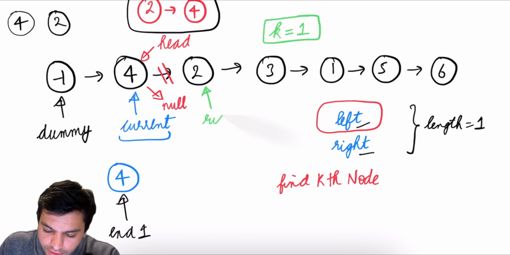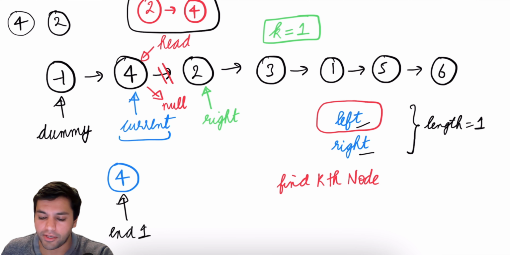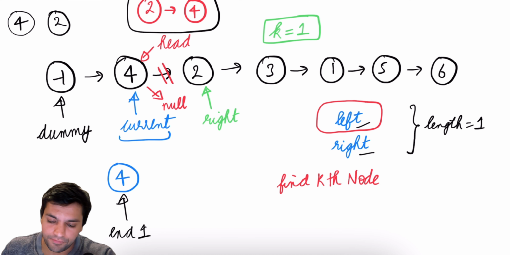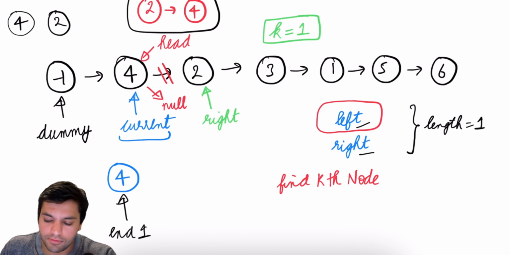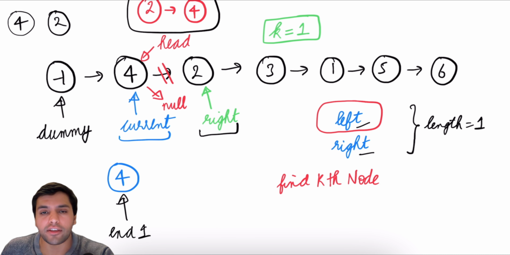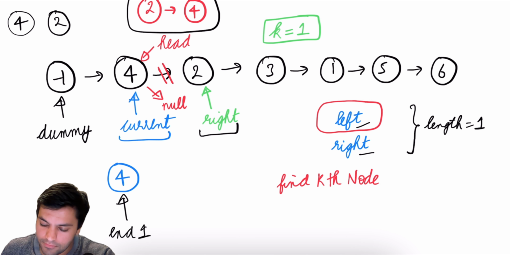So let me save it in right. So this right denotes the beginning of the second part of the whole pair. This right node can be null, so we need to check if right is not equal to null. If right is not equal to null, then we call find kth node for this right node again.